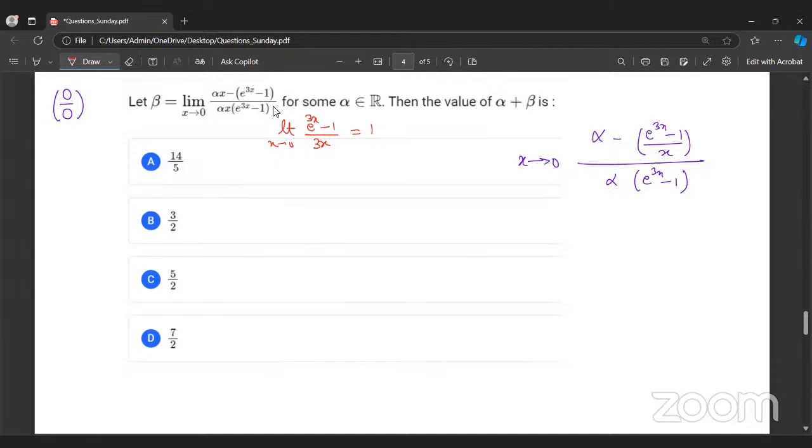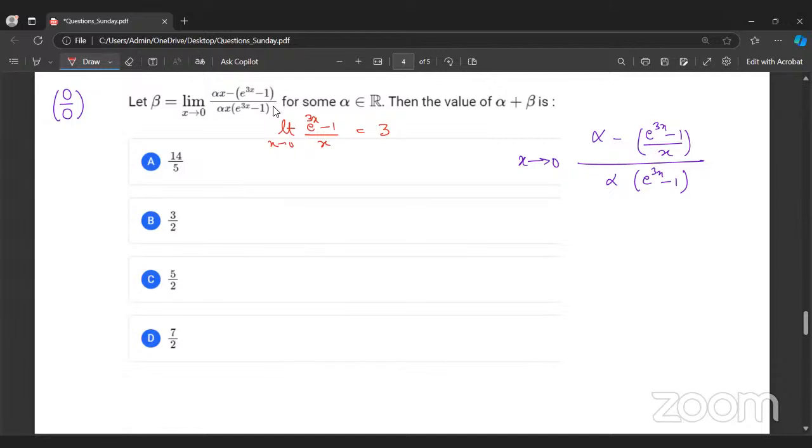But it is 3x divided by x, right? So I can take this 3 out from the denominator and send it to the right side. So what will be the value of this limit? It will be 3, right? Yes, 3.